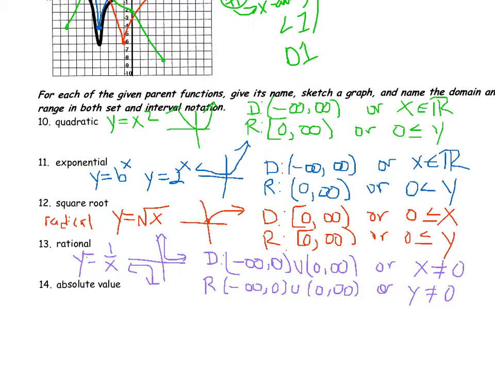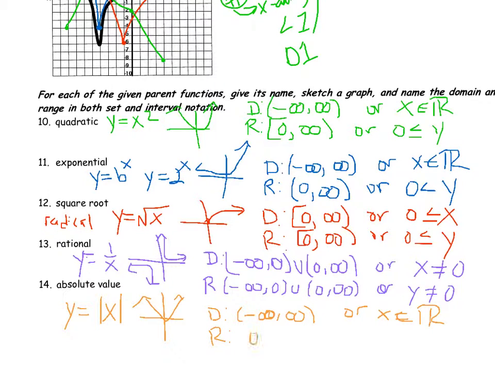And finally, we have absolute value, which is y equals the absolute value of x. Our graph is a v, which we should be very familiar with now. Domain is negative infinity to infinity, or x is an element of all reals because it goes all the way left to all the way right. Our range, the lowest it goes is 0 and it touches it, so we get a bracket to infinity, or 0 less than or equal to y.